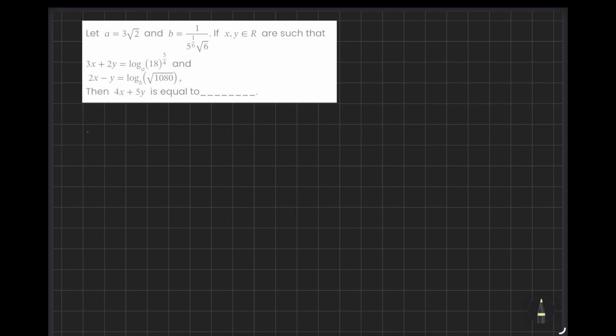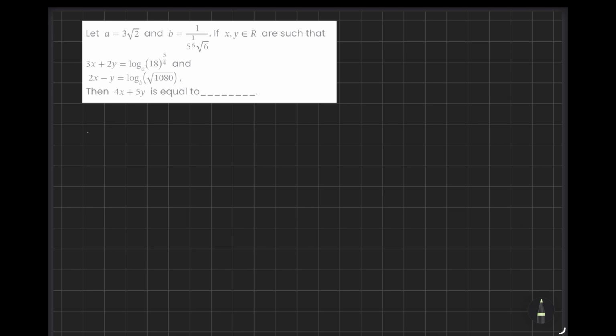We are back with a wholesome new question which says: let a equals this, b equals this. If x, y belong to real numbers such that 3x plus 2y equals this, and so on, solve for 4x plus 5y. First we have to break down this part in such a way that we can write 18 in terms of a.